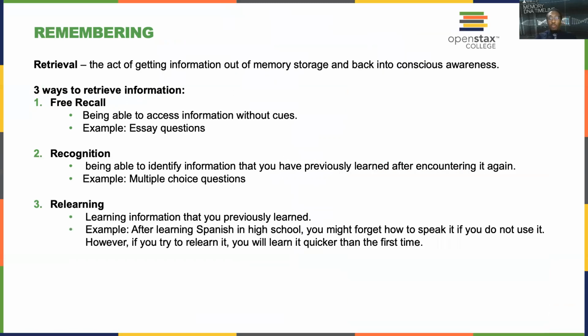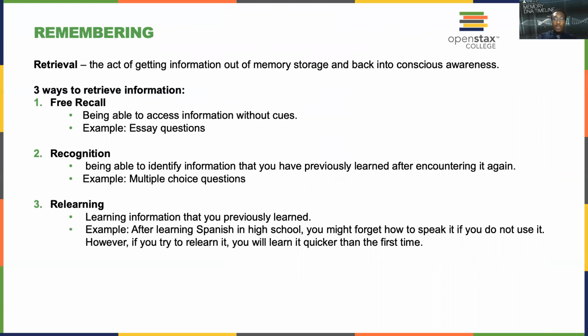Next, when we talk about remembering, we often use the word retrieval, as we stated earlier, the act of getting information out of memory storage and bringing it into conscious awareness, making it explicit. And there are three basic ways to retrieve information. The first is free recall. So that is just being able to access information and recall it, retrieve it without any cues, without any help.